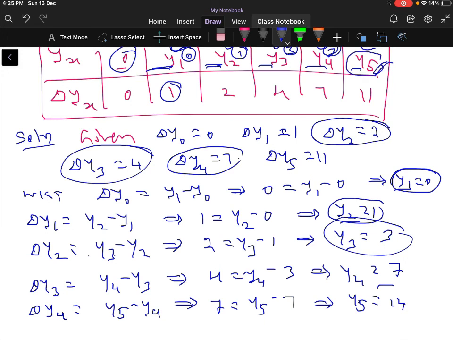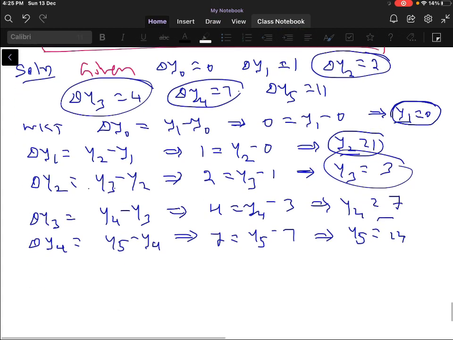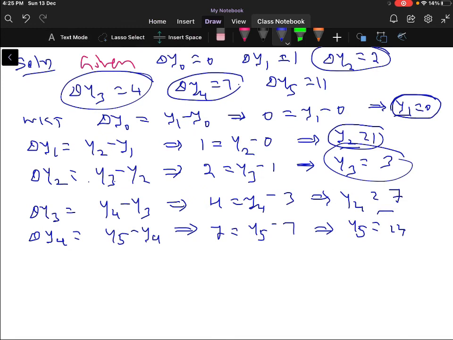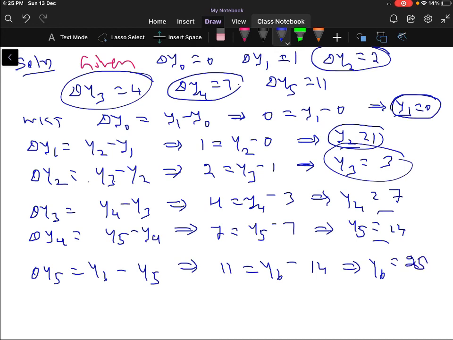So y5 is 14. Similarly, we can find out y6 also with the help of delta y5. So let us find out y6. We know that delta y5 is equal to y6 minus y5. This implies delta y5 is 11, which is equal to y6 minus y5, which is 14. So this implies y6 is 25.